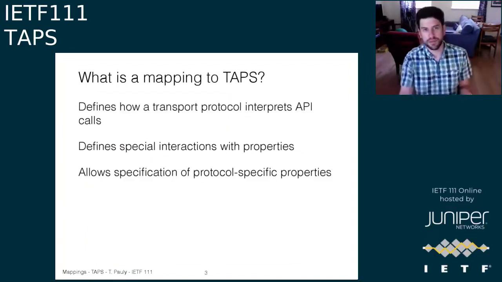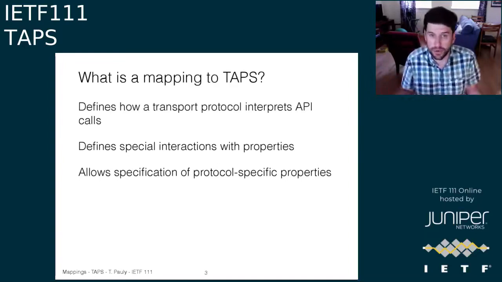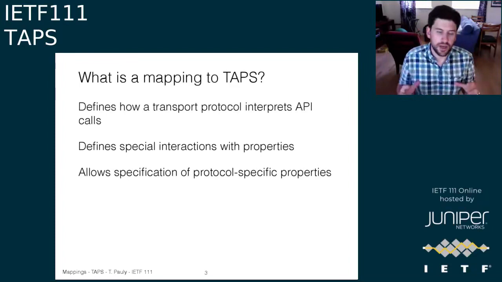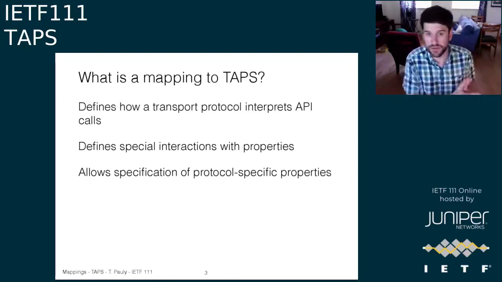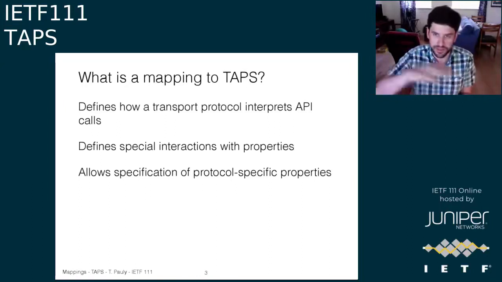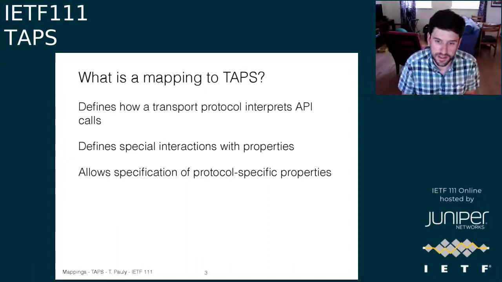So stepping back a bit, what is a mapping? What would be in a mapping document like this? So, at least in my interpretation, a mapping is something that would define how a given transport protocol interprets the various API calls that the TAPS interface defines.